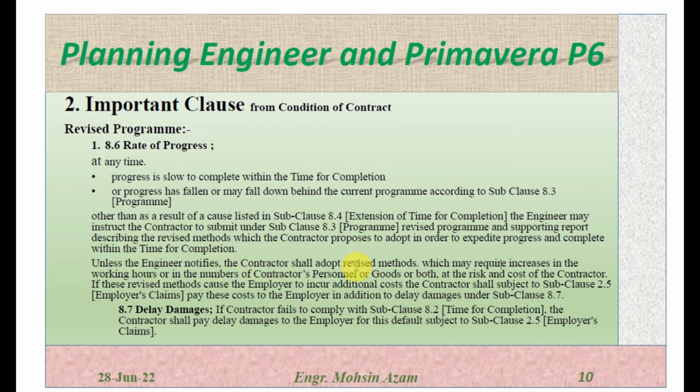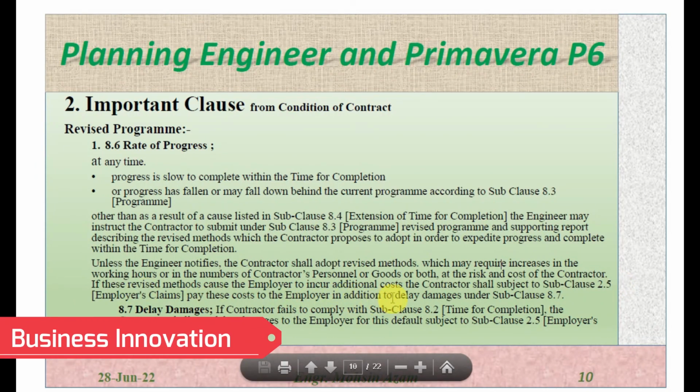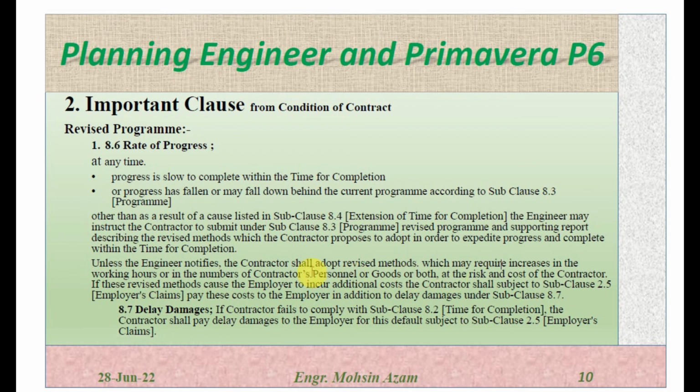Unless the engineer notifies otherwise, the contractor shall adopt the revised method, which may require an increase in the working hours or an increase in the number of contractor's personnel or goods, or both, at the risk and cost of the contractor. If the revised method causes the employer to incur additional cost, the contractor shall, subject to 2.5, pay the cost to the employer in addition to delay damages under subclause 8.7. So the contractor shall adopt the revised methodology. So once the revised program is submitted, before the approval, the contractor has to follow the revised methodology, and he has to increase the working hours and the personnel from the contractor side at his risk to achieve the target completion date.